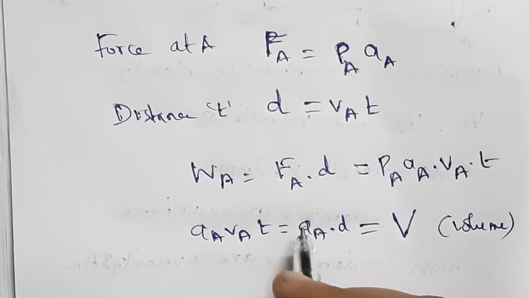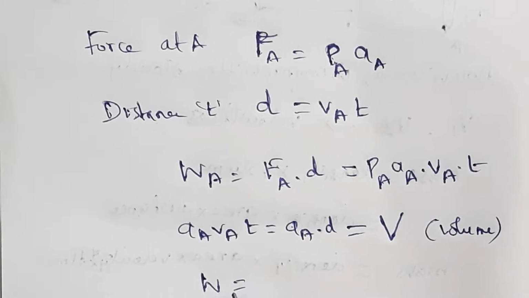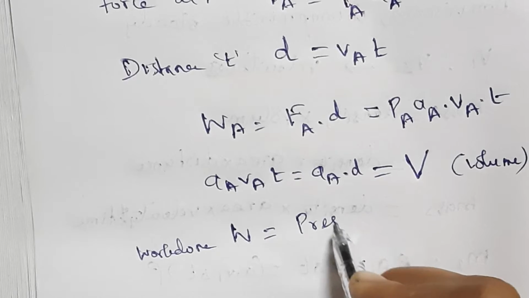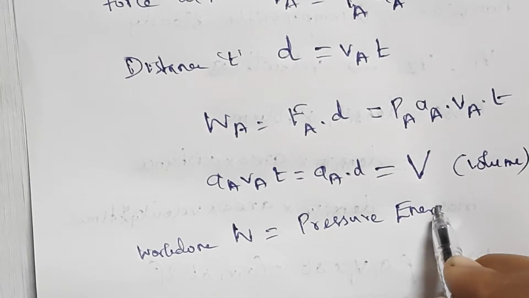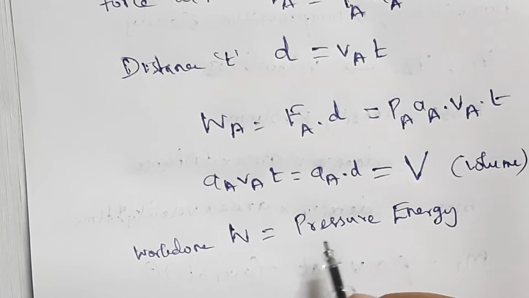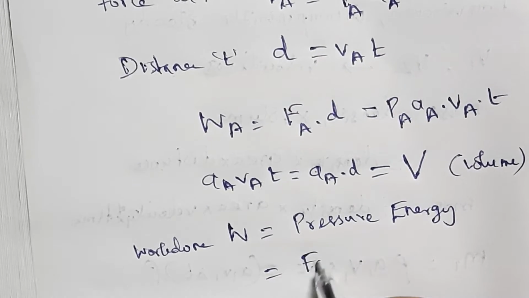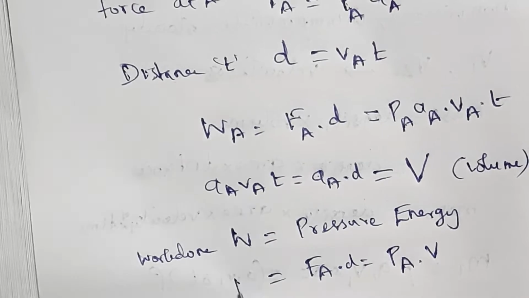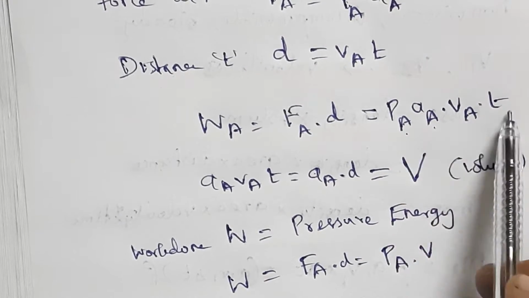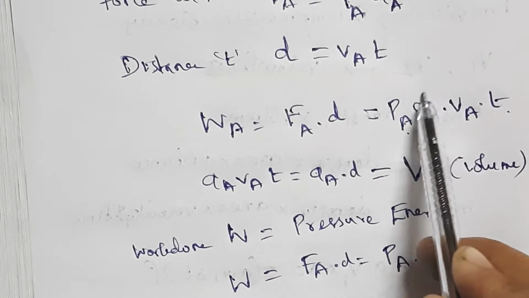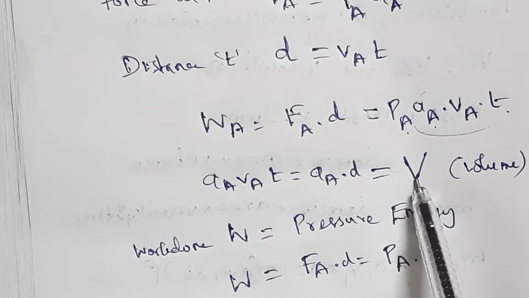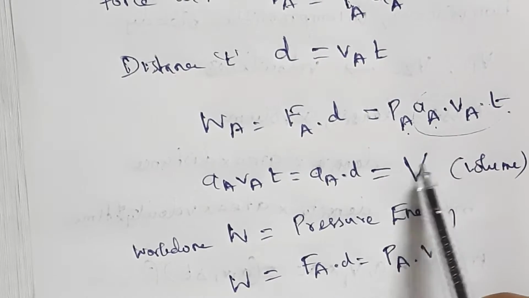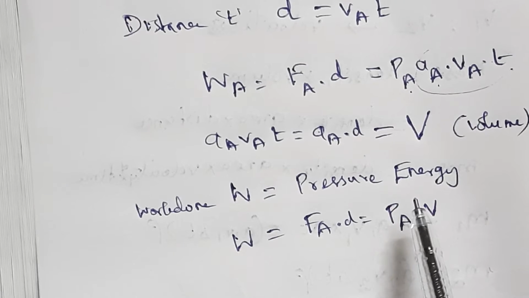Now, what is work done? Work done is the pressure energy. This work done is equal to pressure energy. So that is equal to FA into D, which is equal to PA into V. Understand? So W is equal to PA, AA, VA into T. Here instead of AA, VA into T, what we have substituted is capital V, because area into velocity into time, velocity into time is distance, so area into distance is volume. So work done or pressure energy can be written as PA into V.